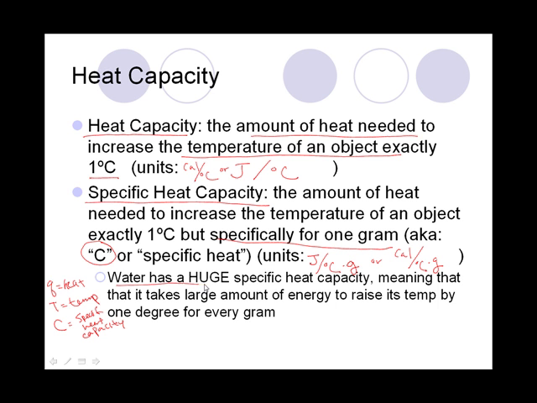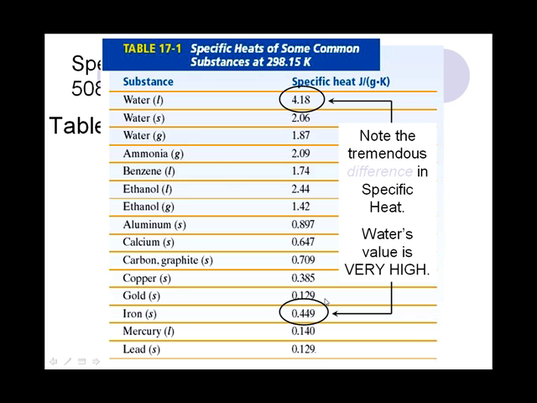Water has a huge specific heat capacity, meaning that it takes a large amount of energy to raise its temperature by 1 degree for every gram of it. So let's take a look at a chart that will show you many specific heat capacities.